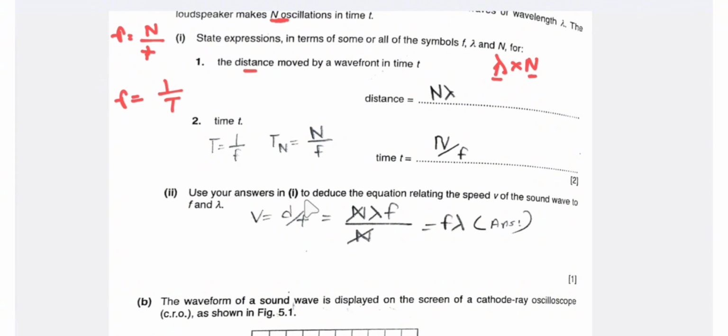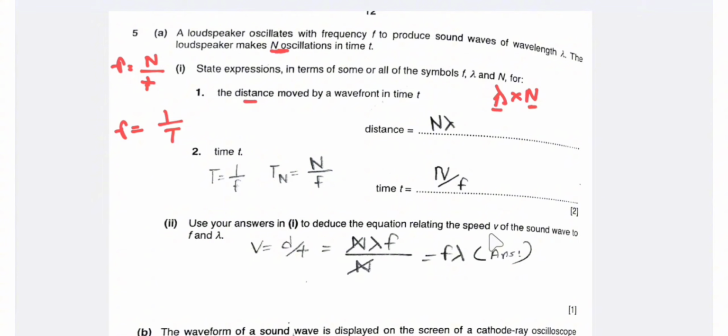Use your answer in A1 to deduce the equation relating the speed of sound to frequency and lambda. So we need to relate speed with frequency and lambda. Initially we don't know that v is equal to f lambda, but we need to show that v is equal to f lambda. So initially we need to relate this.